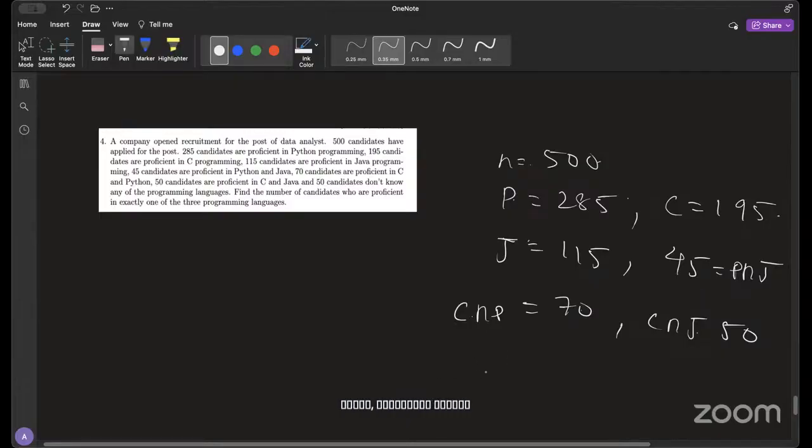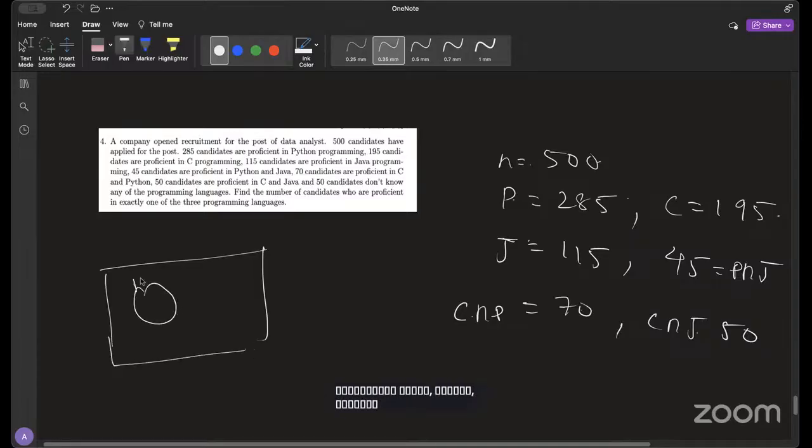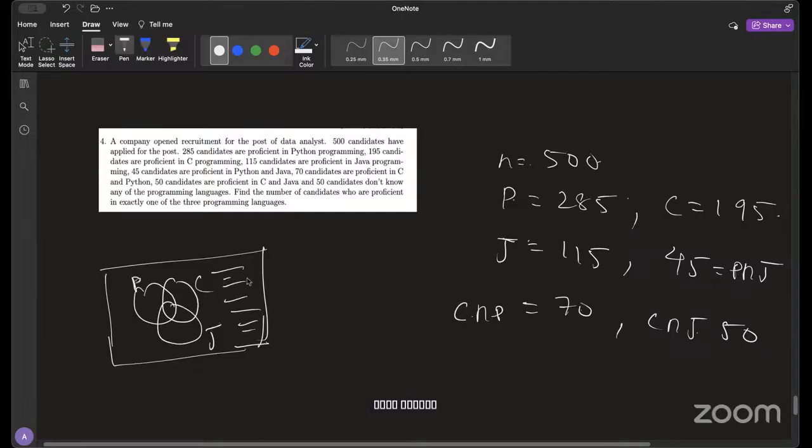So it's basically the universal set minus, or it will be easier if you observe it in the Venn diagram. So it looks like this. This is the part that they're talking about. If this is P, this is C, and this is J, then this part, these are the ones that are not proficient in any of the three languages. So the remaining part is that part, and this is 50.